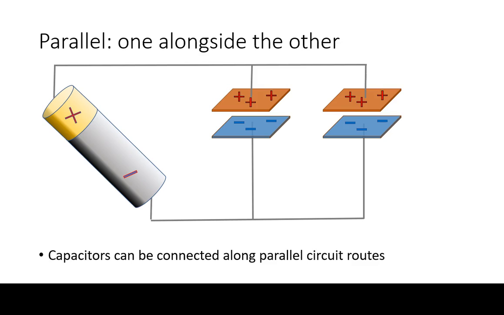Now, we will consider multiple capacitors connected in parallel. Parallel in this context means that the path in between elements is not interrupted.